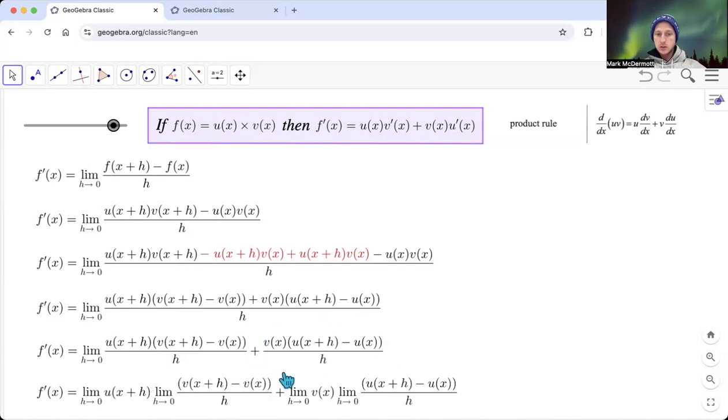And a similar thing goes on here. Bring the v of x out the front, and then you take the limit as h approaches 0 for that, and then you multiply by the limit of u of x plus h minus u of x all over h. And then hopefully you realize now, let's just look at this first part here. The limit as h approaches 0 of u of x plus h.